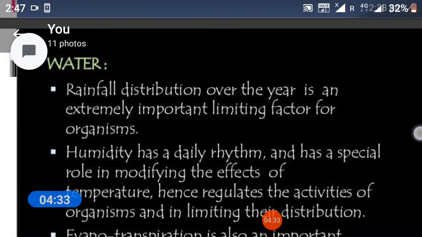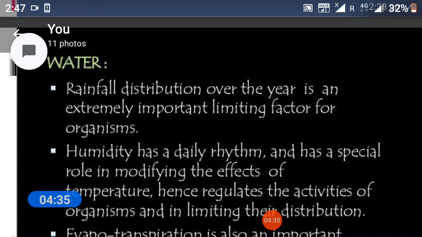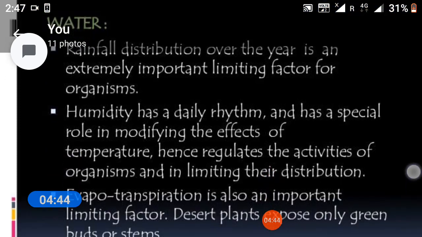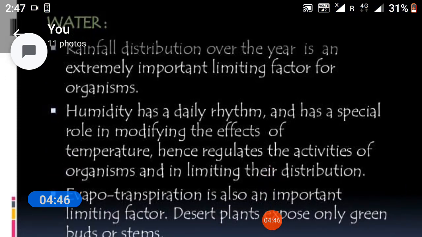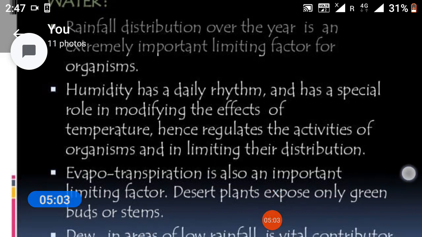Water. Next one, water. Rainfall distribution over the year is an extremely important limiting factor for organisms. Humidity has a daily rhythm and has a special role in modifying the effect of temperature, hence regulates the activities of organisms and limits their distributions.